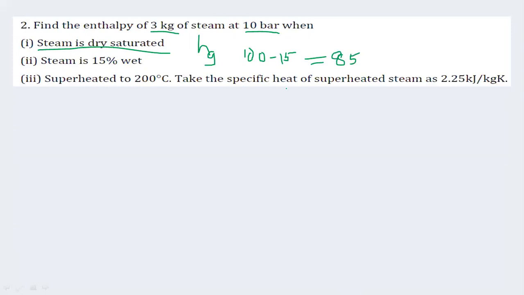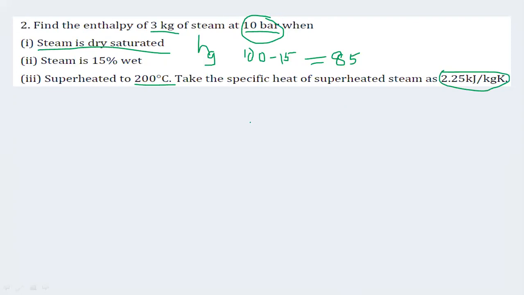Then superheated to the conditions of how much? 200 degrees Celsius, 200 degrees temperature. Specific heat is how much? I told you the standard value is 2.25 kilojoules per kg Kelvin. So these are the cases. Here also in this problem he has told that whatever steam is developed, it is developed at what conditions? It is developed again at the pressure itself. So even this steam is developed at the pressure itself.